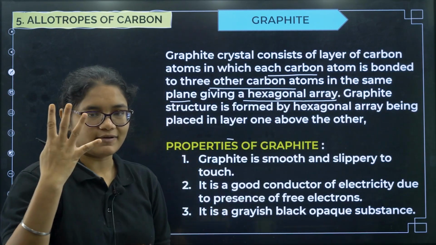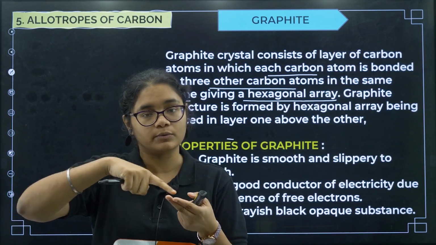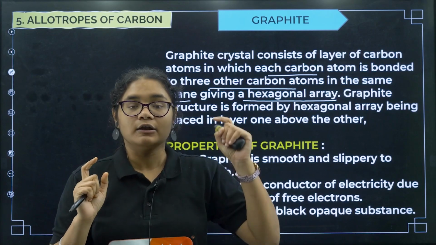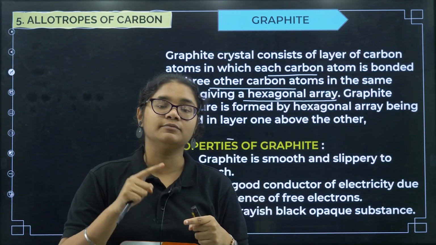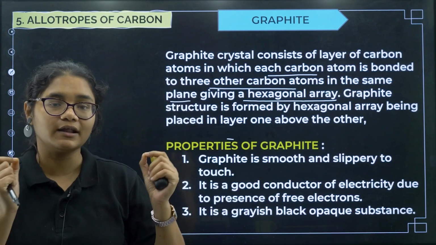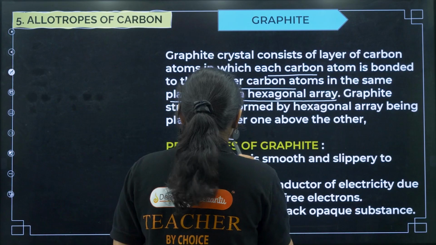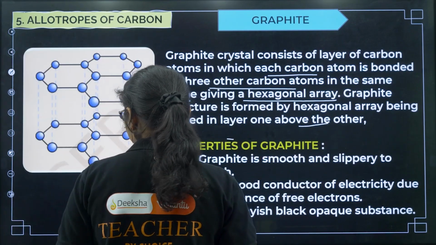Now carbon has 4 valence electrons, right? But in one plane, carbon forms bonds with only 3 other carbons. So 1 electron of carbon is free here. This free electron present in graphite is responsible for graphite conducting electricity. Now the graphite structure is formed by hexagonal arrays being placed in layers one above the other. So you can see the diagram here.